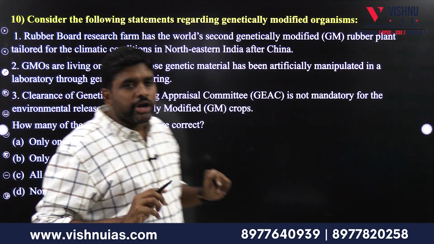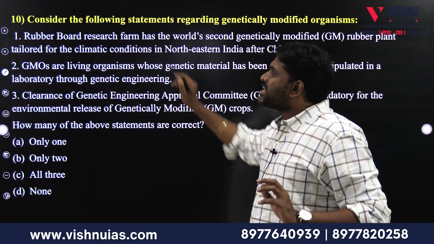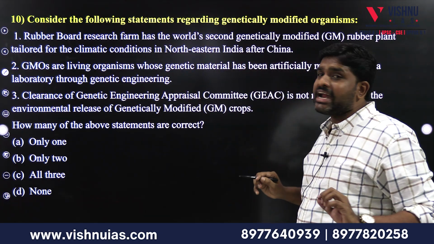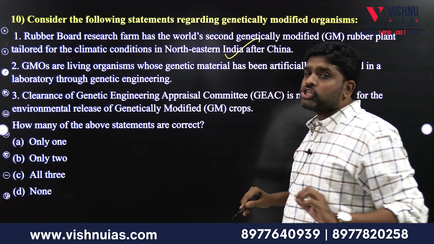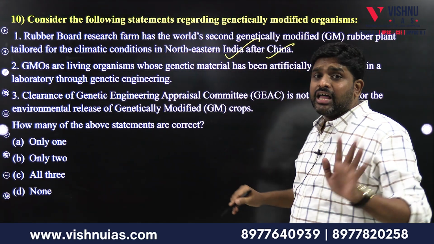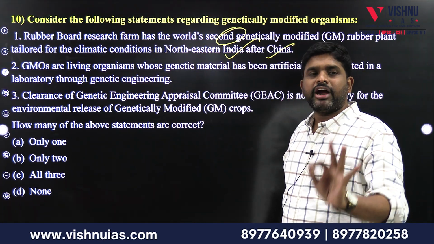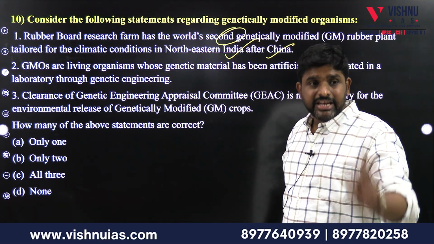Regarding genetically modified organism crops, what is this? Rubber Board Research Farm has the world's second genetically modified rubber plant tailored for the climatic conditions in northeastern India after China. It is not second, it is first. First genetically modified organism crop in northeast India.